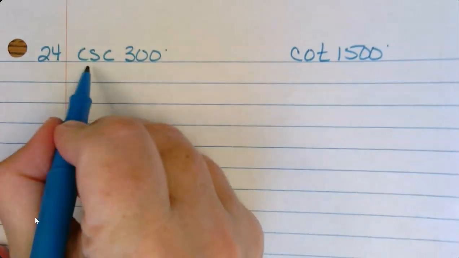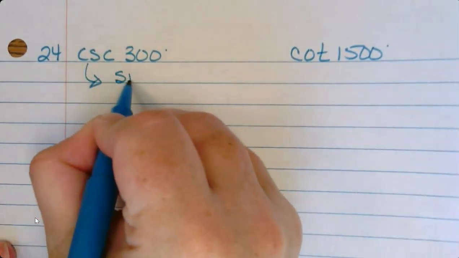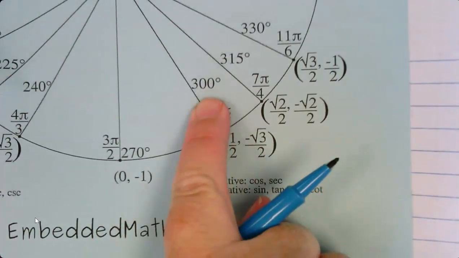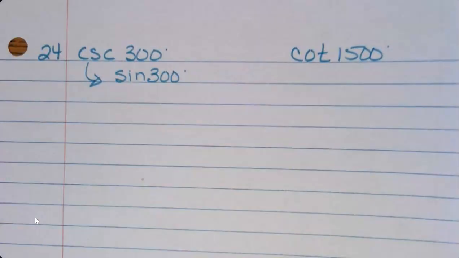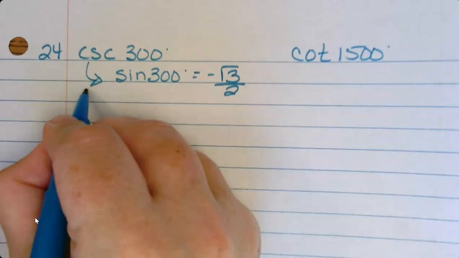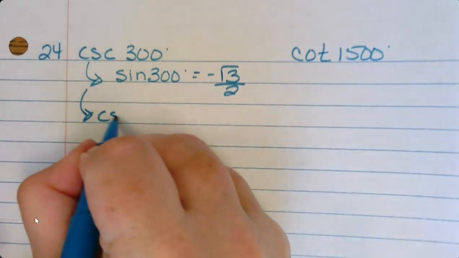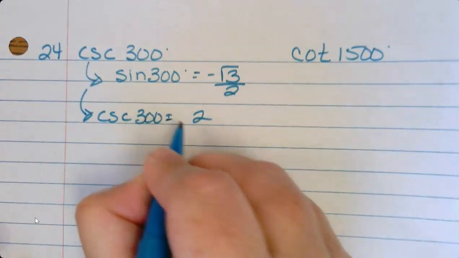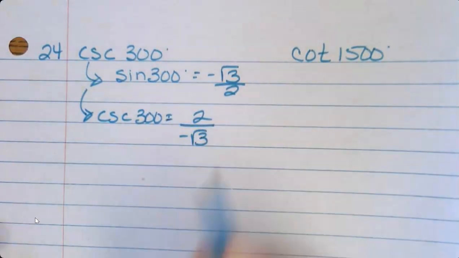Okay, 24, 300. Isn't that lovely when we don't have to do extra work? So what we're looking for here is sine of 300. So sine is negative square root 3 over 2. So now what we've got to do is put it back as a cosecant. We get 2 over the negative square root of 3.